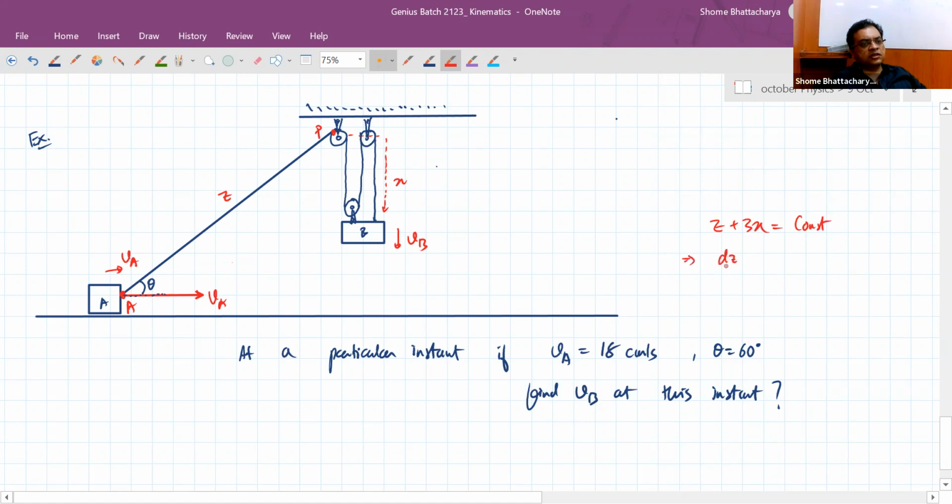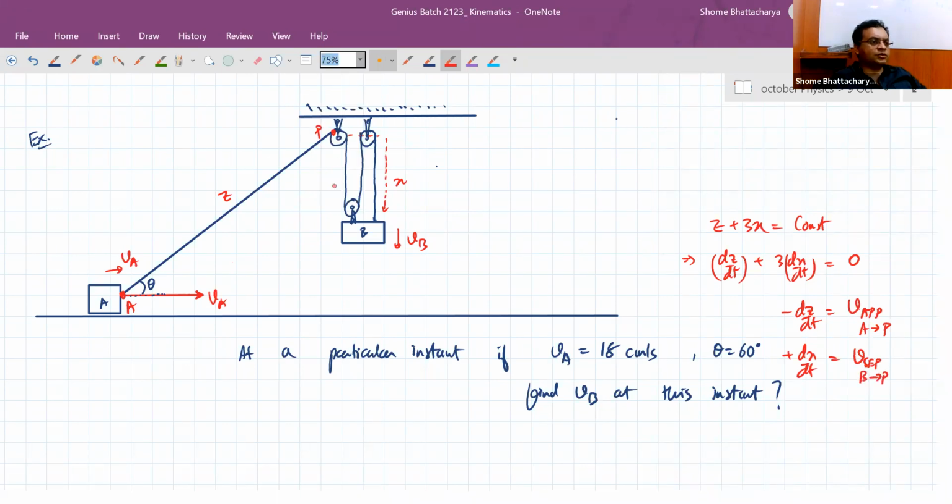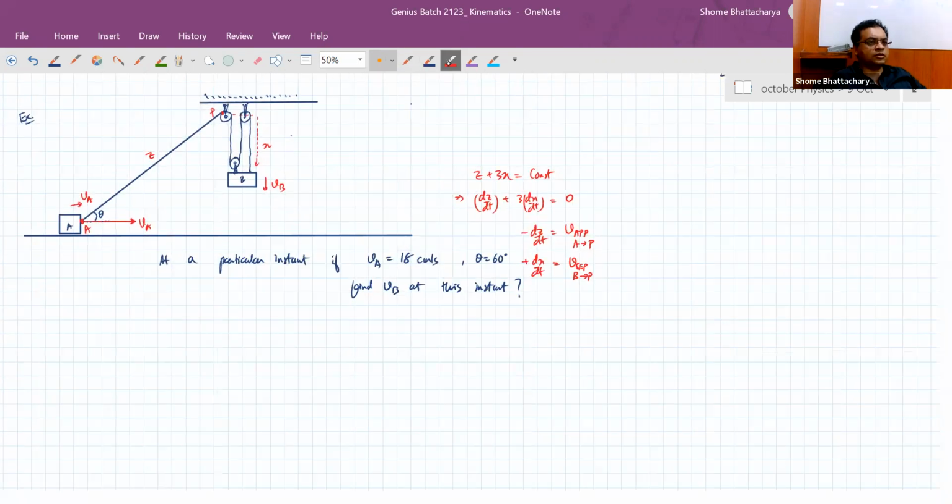So dz by dt plus 3 times dx by dt should be 0. Now, minus dz by dt is the approach velocity of A towards P, and plus dx by dt is the separation velocity of the block B from the point P. So I'm writing all this in detail, but when you are solving, you can work all these things out directly orally only.